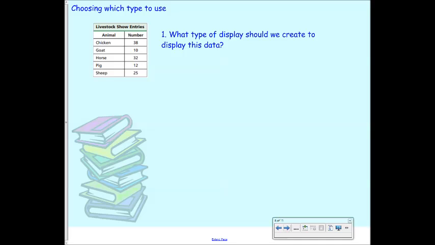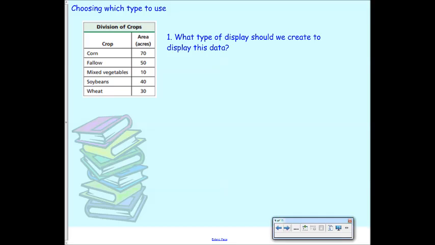All right, what about this one? Division of crops. Crops: corn, fallow, mixed vegetables, soybeans, wheat, and then acres. Which type of display here? I would think pie here. Why pie? Again, kind of the same thing, right? Could be pie, could be bar graph. Why would we maybe want a pie chart here?